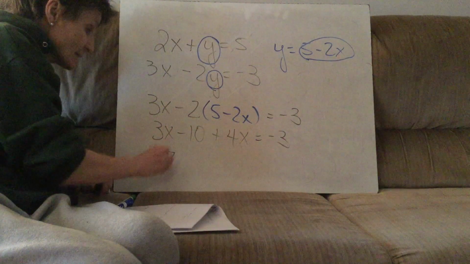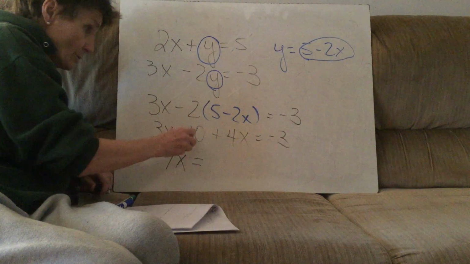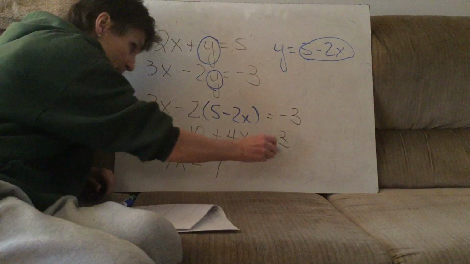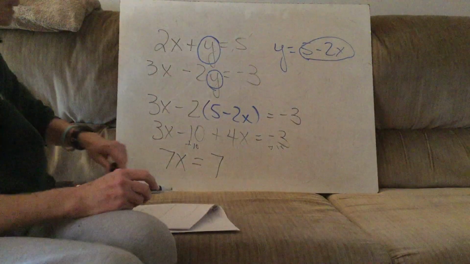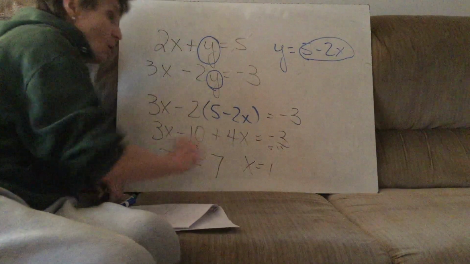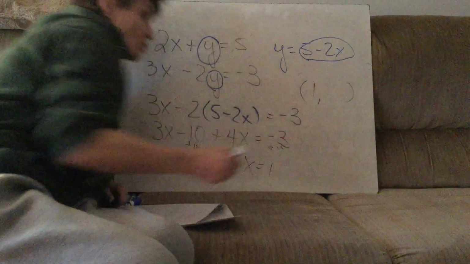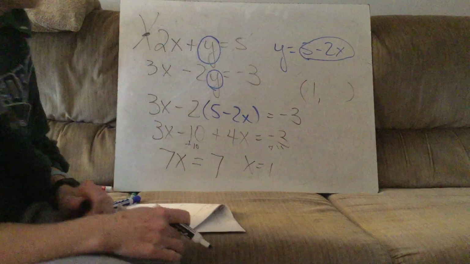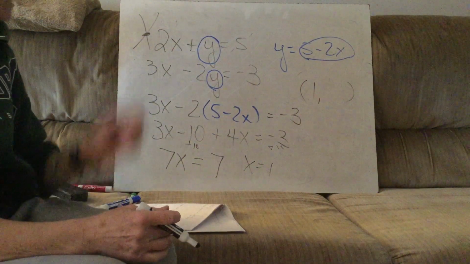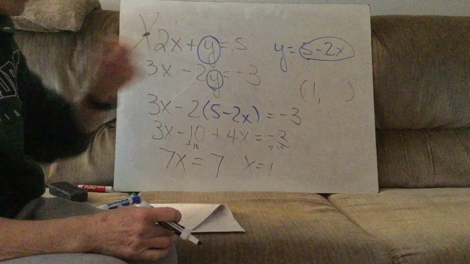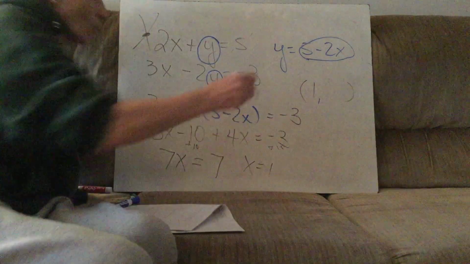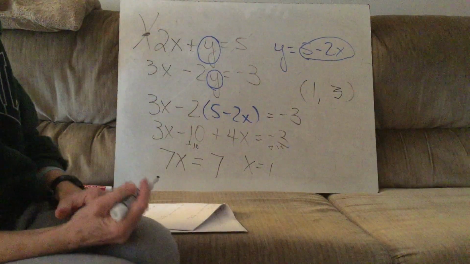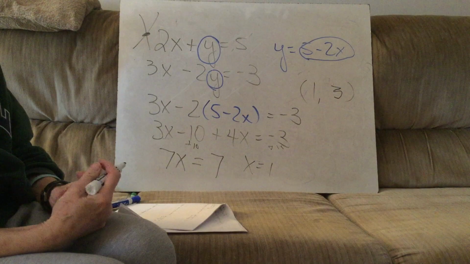So now I can add these, so 7x equals, let's move that 10 to the other side, and that'll be 7. I'm adding 10. So 7x equals 7, which means x equals 1. Remember, whenever you're solving a system of linear equations, you're looking where they cross. So your answer needs to be a point. So x is 1. Okay? So if I plug 1 back in for x, I get 5 minus 2, which is 3. So the answer to the problem is 1, 3.